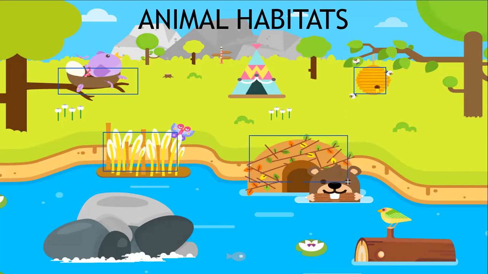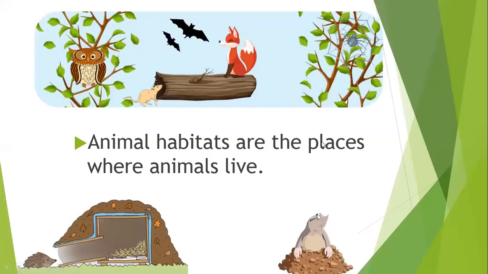So that's what we're going to look at today. We're going to look at the habitats that we have for different animals. So we have, in this case, a nest, flowers, a beaver dam, and a beehive. Those are the examples, but we have more habitats. As I said, these are places where the animals live. Their houses, their homes, those are the habitats.